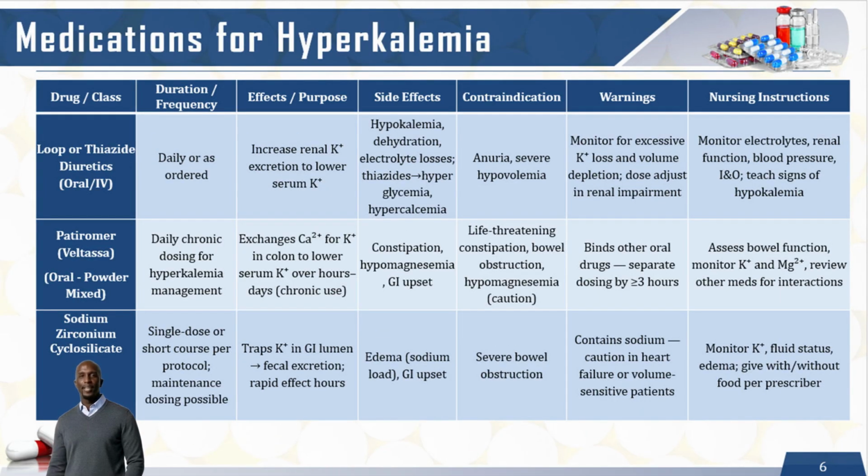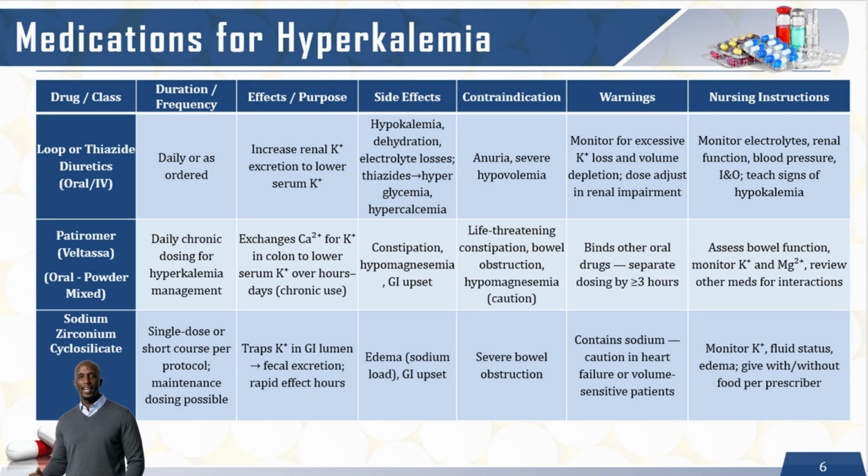Hyperkalemia is dangerous because it can trigger life-threatening arrhythmias. Treatment focuses on stabilizing the heart, shifting potassium into cells, and removing excess potassium from the body. Loop or thiazide diuretics, administered daily, enhance renal potassium excretion, reducing serum potassium. Side effects include hypokalemia and dehydration, contraindicated in anuria and severe hypovolemia. Monitor electrolytes, renal function, and blood pressure.